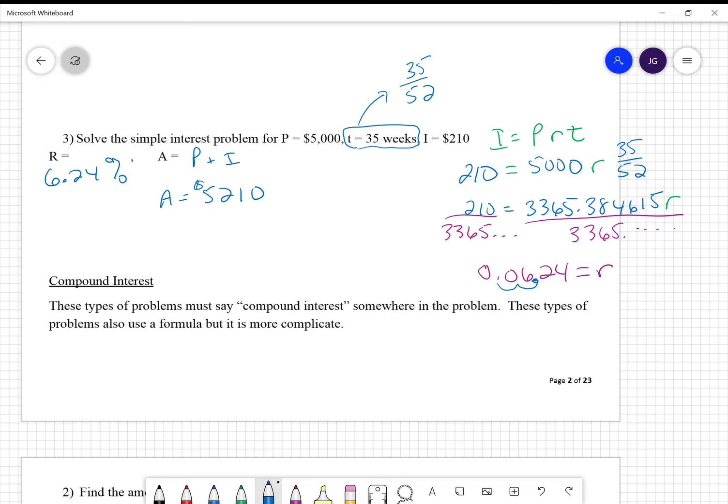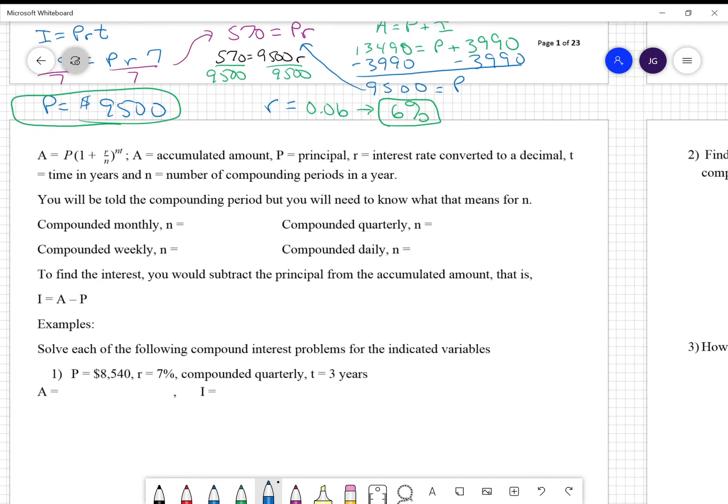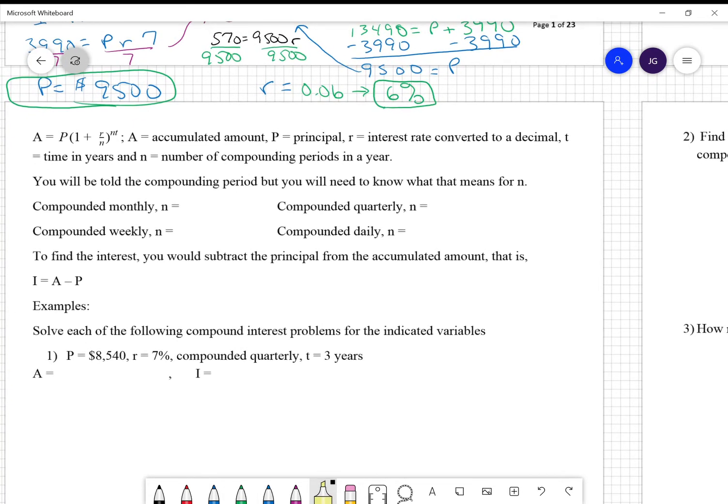Compound interest. These types of problems must say compound somewhere in the problem. Okay. These types of problems also use a formula, but it's a little more complicated than simple interest. Here is the compound interest formula. A equals P parentheses 1 plus R over N parentheses to the NT power. We already know that P is principal, R is interest rate converted to a decimal, T is time in years, A is the accumulated amount.